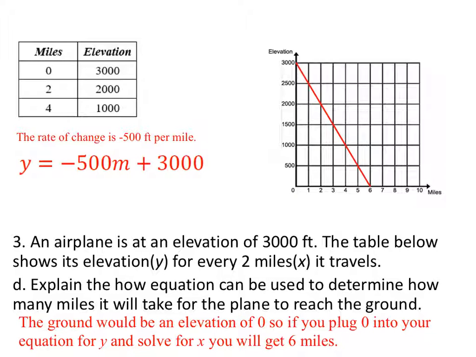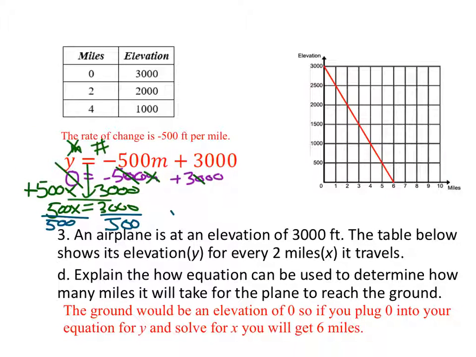Explain how the equation can be used to determine how many miles it will take for the plane to reach the ground. All you would do on this one is replace the y value, because that's the elevation, with 0. Because at the ground you're 0 feet from the ground. So that'd be 0 equals negative 500x plus 3,000. Then you could use the switch and stay game to solve this. And then x, which is the number of miles, would be 6. So 6 miles.